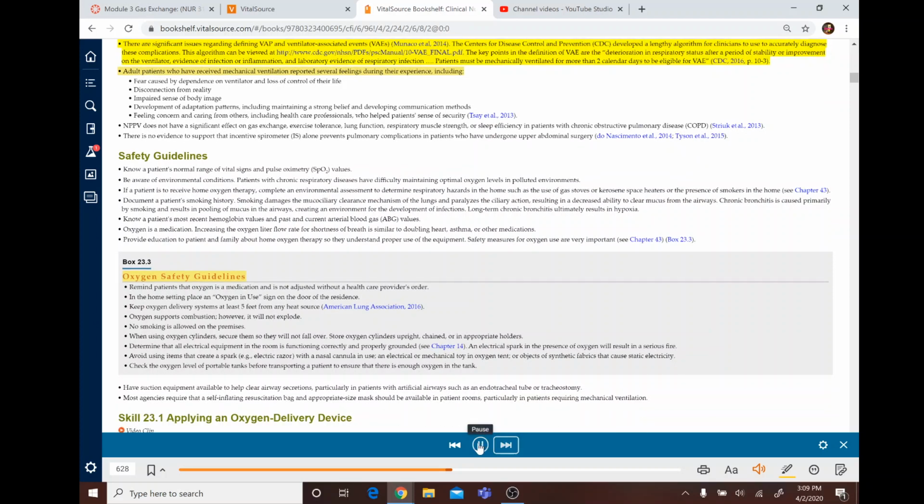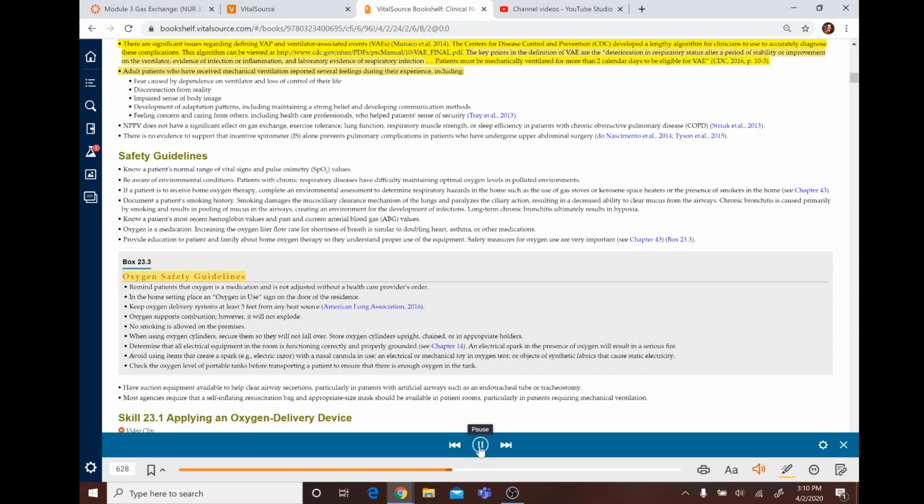There are significant issues regarding defining VAP and ventilator-associated events, VAEs, Magill et al., 2014. The Centers for Disease Control and Prevention, CDC, developed a lengthy algorithm for clinicians to use to accurately diagnose these complications. This algorithm can be viewed at http://www.cdc.gov/nhsn/pdfs/pscmanual/10-vae_final.pdf. The key points in the definition of VAE are the deterioration in respiratory status after a period of stability or improvement on the ventilator, evidence of infection or inflammation, and laboratory evidence of respiratory infection. Patients must be mechanically ventilated for more than 2 calendar days to be eligible for VAE, CDC, 2016, p. 10-3.